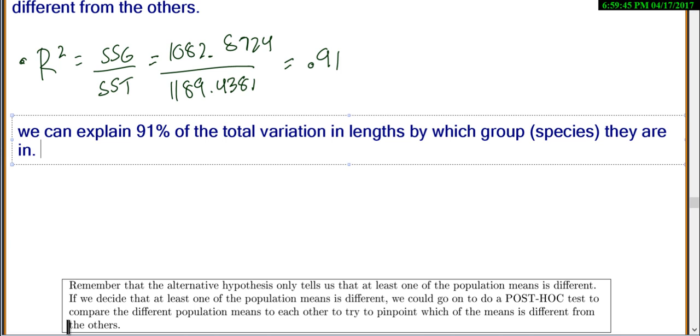And there's just this final note that, again, remember, our alternative just tells us at least one is different. It doesn't tell us which one is different. We'd have to go through and do a post hoc comparison if you want to know officially.